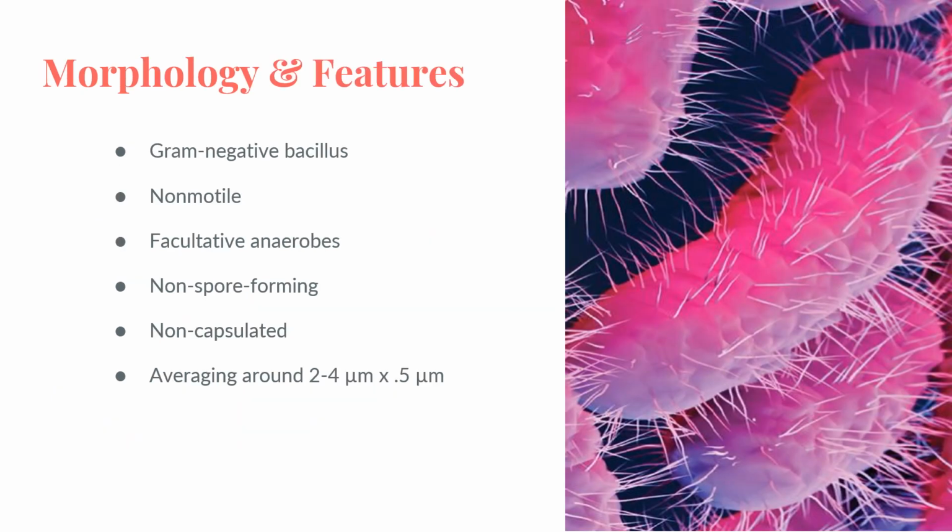The morphology and features of Shigella dysenteriae. This bacterium is a gram-negative bacillus. It is non-motile. It is a facultative anaerobe, non-spore-forming, non-capsulated, and averaging around 2 to 4 micrometers long by 0.5 micrometers wide.